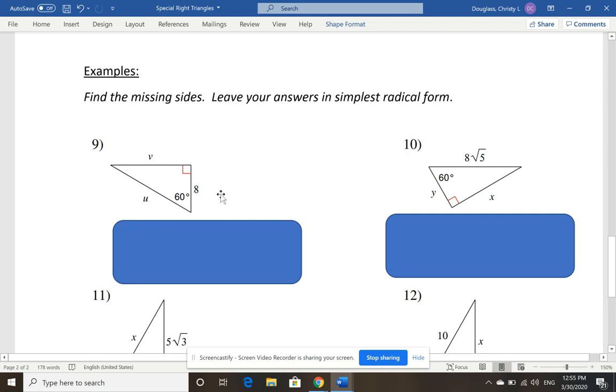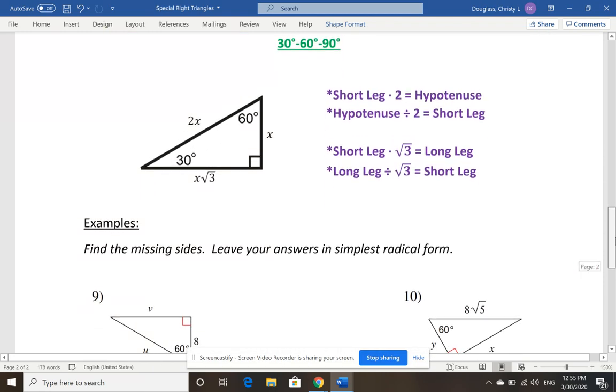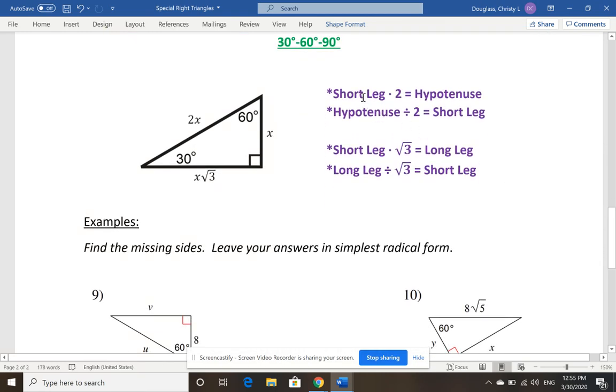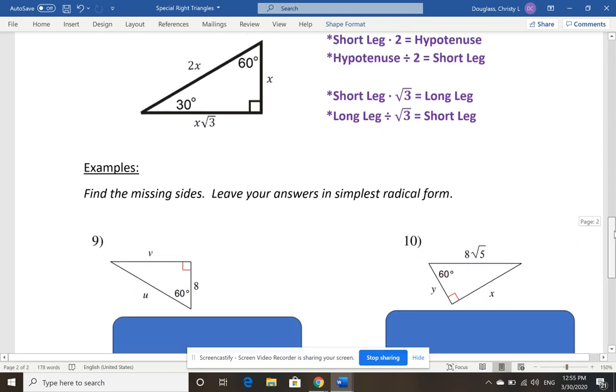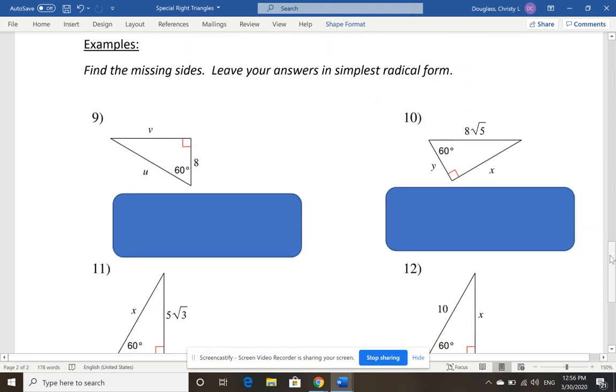And remember, I said I always want to know the short side first. So in this problem, I'm in good shape. I already know the short leg. So let's go back and see what I can find out. I'm going to take the short leg times 2, and that's going to equal the hypotenuse. I'm going to take the short leg times the square root of 3, and that's going to equal my long leg.